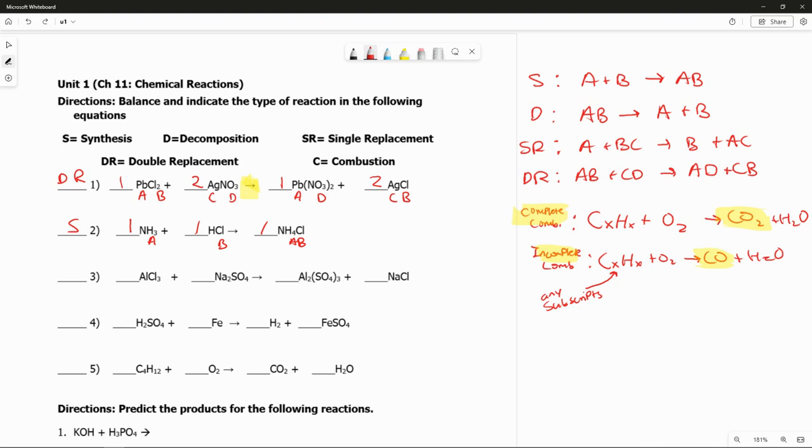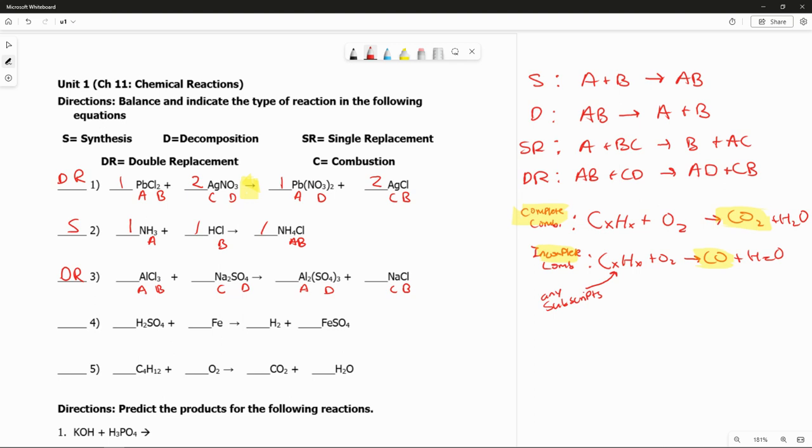All right, moving on to number 3. Number 3, we have Al, A, Cl, B, Na, C, SO4, D. All right, now we have on the other side Al, A, SO4, which is a D, Na, C, and Cl, a B. So AB, CD, AD, CB is equal to the double replacement formula. So we know that this is a double replacement. All right, let's balance now.